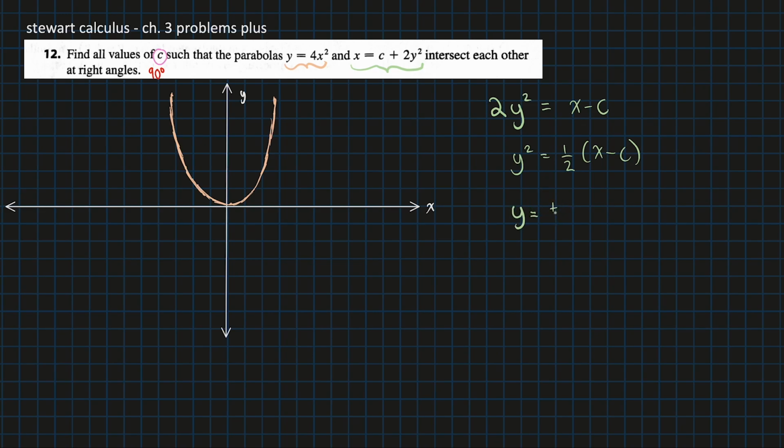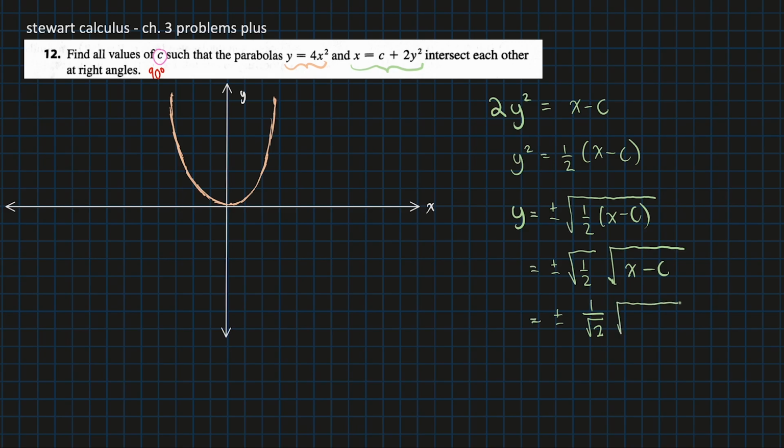So y is equal to the positive and negative square root of 1/2 times x minus c. And I'd like to simplify this a bit. I'd like to take this constant out of this square root. So let's say that this is equal to the positive or negative square root of 1/2, and I can separate what's under the square root, so times the square root of x minus c. So this is of course plus minus 1 over the square root of 2, because I took the square root of the denominator and numerator.